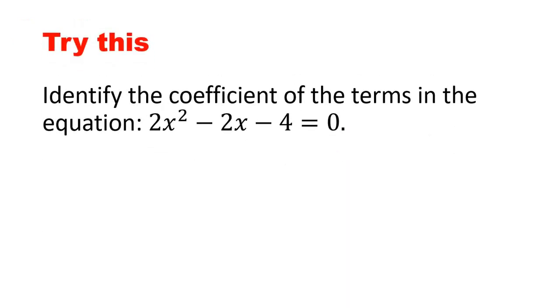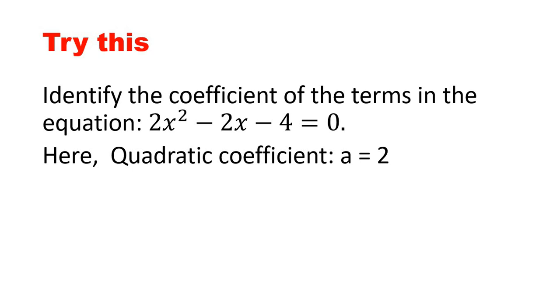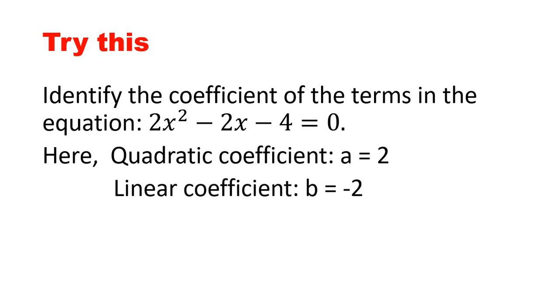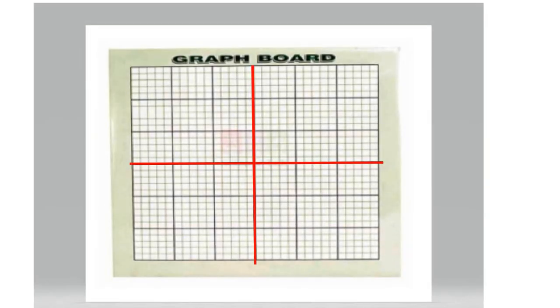With that, I want you to try this out. Take a few minutes and drop your answer in the comment section. As you're doing that, let me give you what I have here. The quadratic coefficient is 2, the linear coefficient is minus 2, remember the negative there, and the constant term is minus 4. If this is what you have, you are correct. Alright, let's move ahead to the graph.